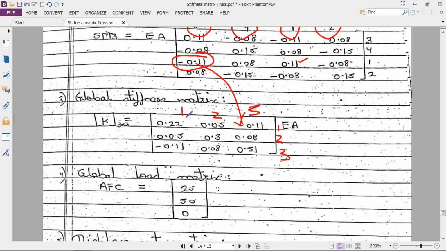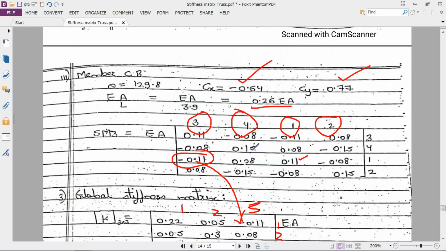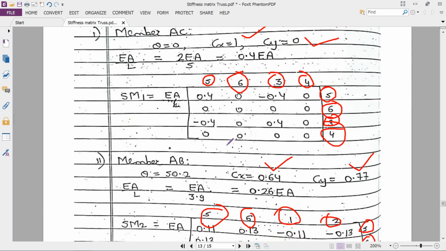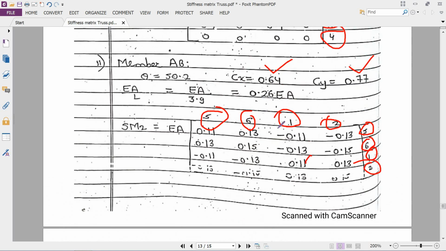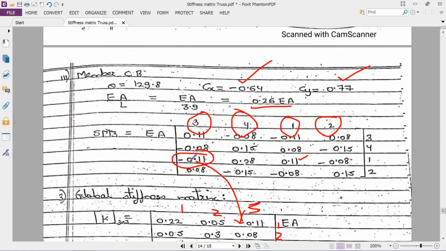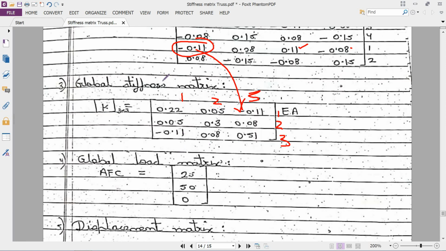So likewise we have to calculate and we have to see row and column. Okay, row and column, and we have to find this row and column value from the above three calculated matrices. And if the summation is required, we have to sum this and write it in the global stiffness matrix. Okay, so likewise we can calculate the global stiffness matrix K, that is 3 by 3.